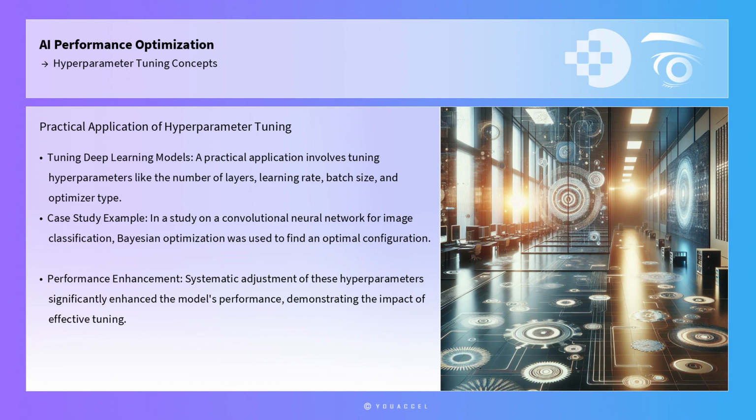A practical application of hyperparameter tuning is evident in the tuning of deep learning models, where the number of layers, learning rate, batch size, and optimizer type are critical hyperparameters. For instance, in a case study involving the tuning of a convolutional neural network for image classification, researchers utilized Bayesian optimization to identify an optimal configuration that outperformed traditional tuning methods in both accuracy and computational efficiency. By systematically adjusting these hyperparameters, the researchers were able to significantly enhance the model's performance, illustrating the practical impact of effective hyperparameter tuning.